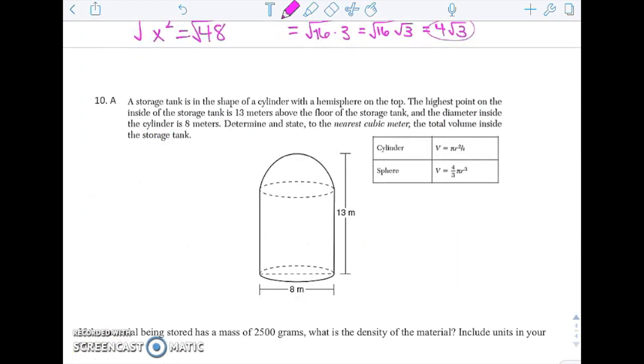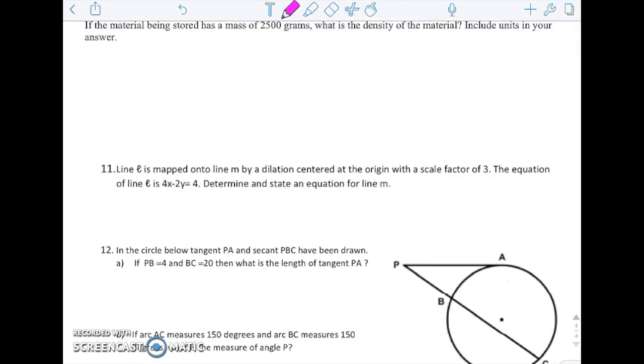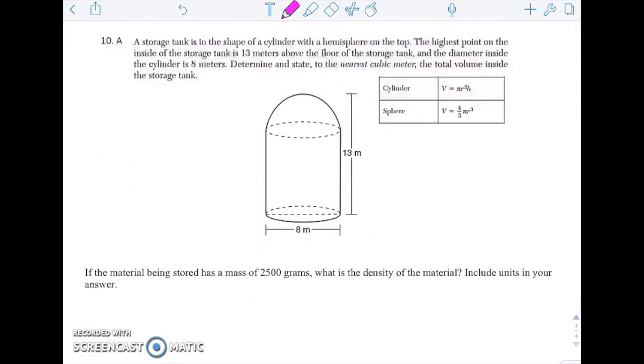All right, let's do a couple more. I think we only have three. Yep. Okay, so next one is volume.